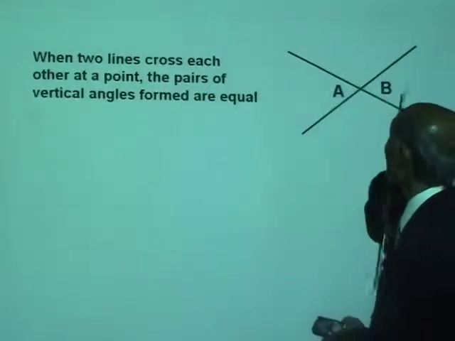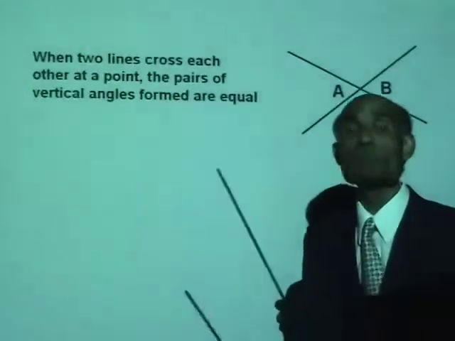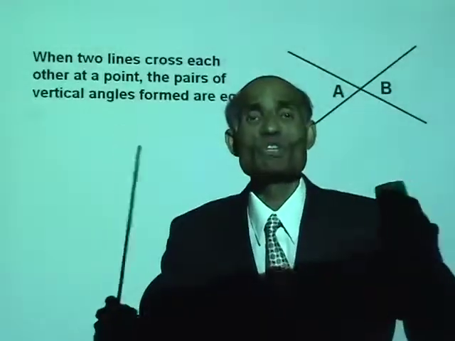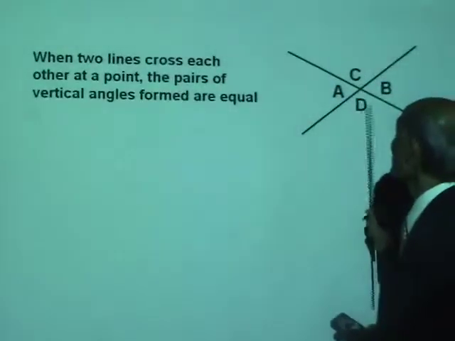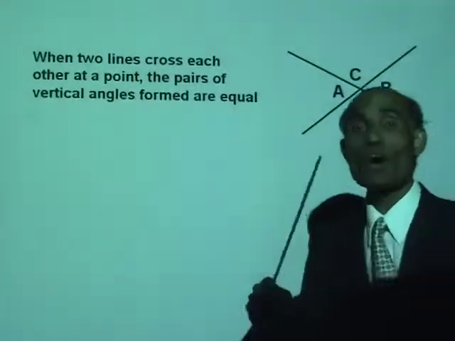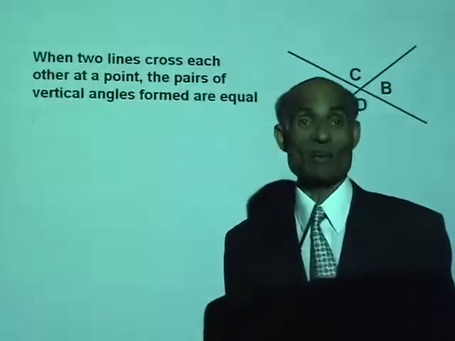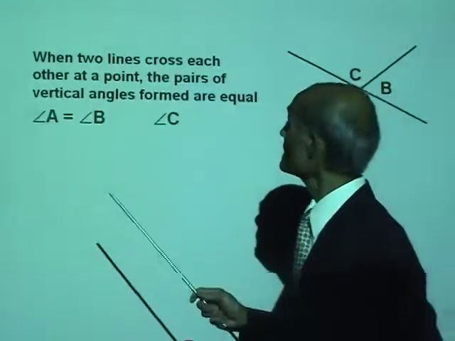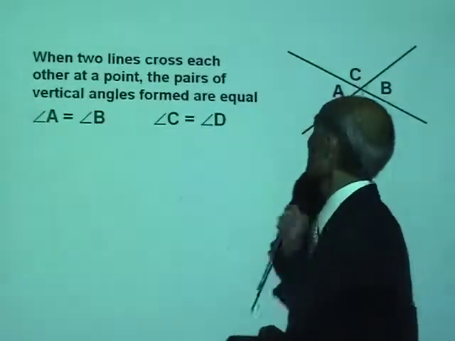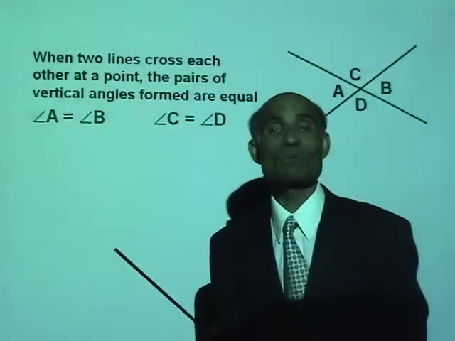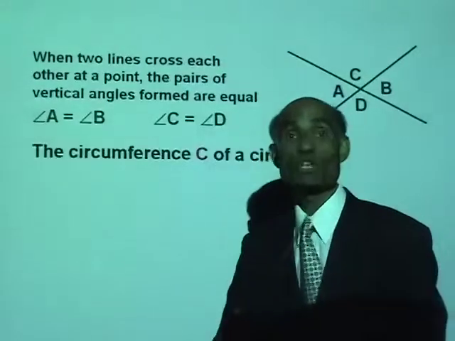So angle A equal to angle B, they are called vertical angles. Similarly, angle C equal to angle D, they are also vertical angles. Alright? Angle A equal to angle B and angle C equal to angle D, they are vertical angles.